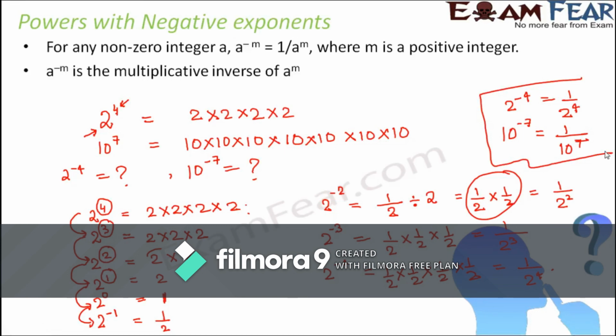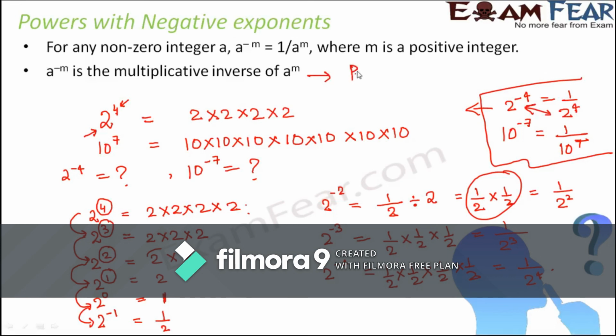Now not only this, a to the power minus m is the multiplicative inverse of a to the power m. That means if you multiply 10 to the power minus 7 with 10 to the power 7, what will you get? You will definitely get 1. That's because 2 to the power minus 4 is equal to 1 by 2 to the power 4. So if you multiply these two, what will you get? You will get 1. Why?